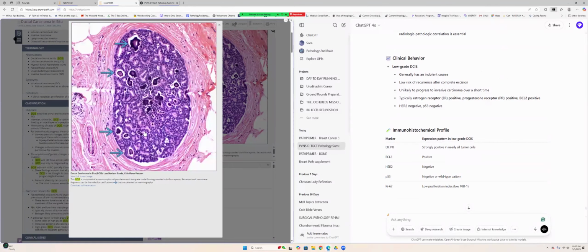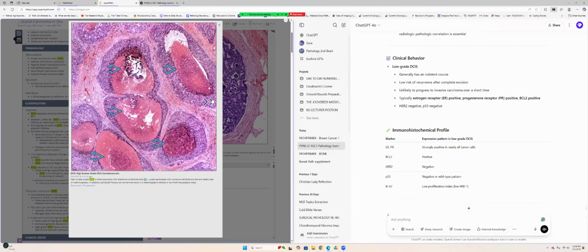This cell is composed of a monomorphic cell population with low-grade nuclei forming round cribriform spaces. Secretions with membrane fragments can be a nidus for calcifications. So sometimes they have secretions here. These are a nidus for calcification that can be detected on mammography. This one has necrosis.